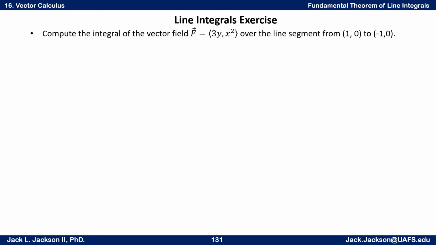Well, what would happen if you did change the path? Let's take a look at that. So let's do an integral here. We're going to integrate this over two different curves with the same vector field, and these two curves are going to start and stop at the same place. So here's the vector field here. F is 3y comma x squared. And our first curve is going to be over the line segment 1, 0 to negative 1, 0.